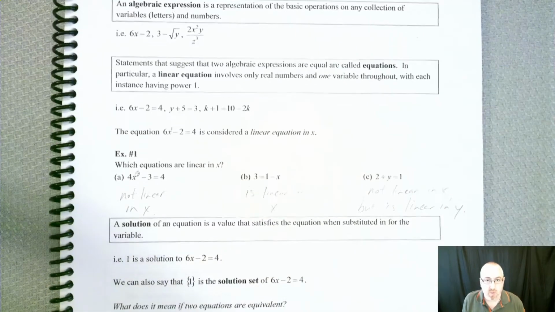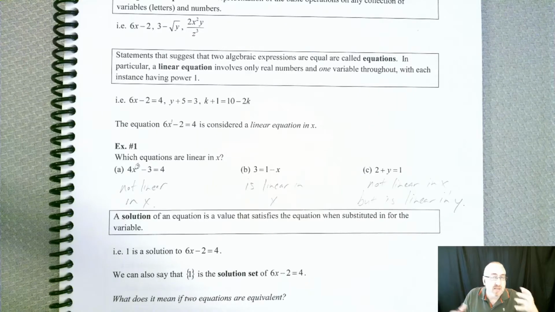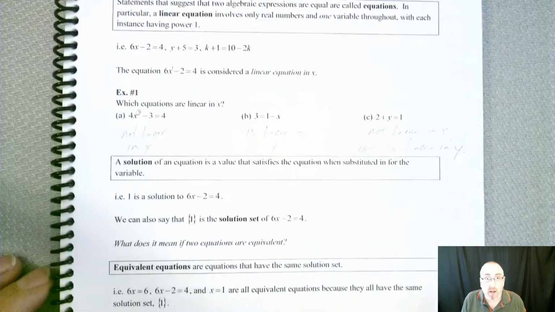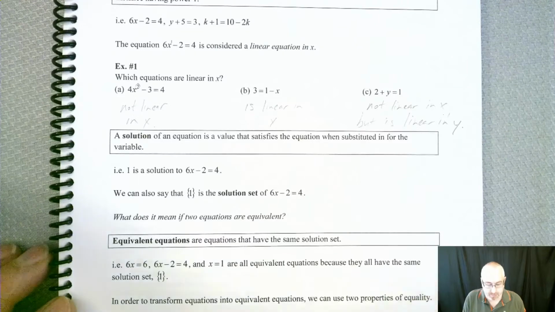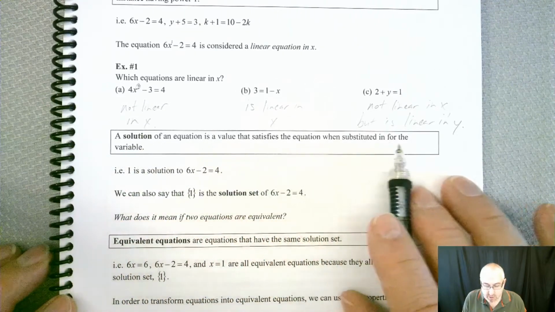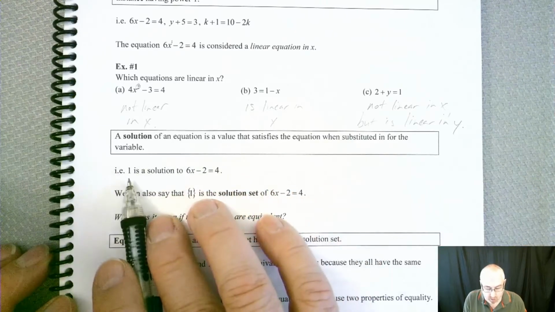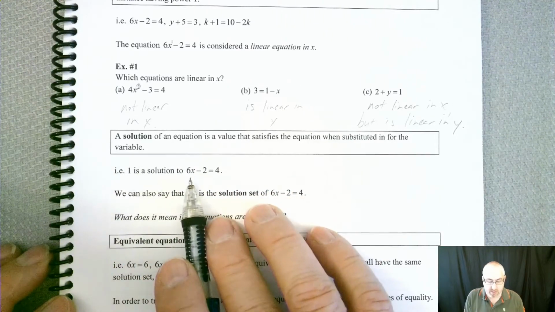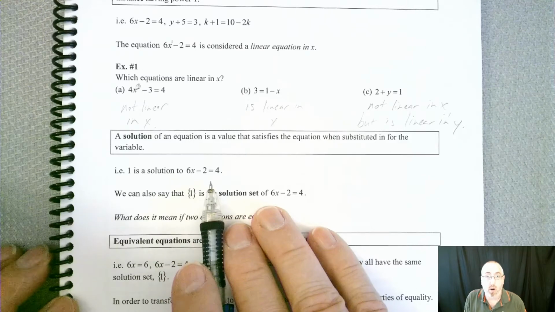All right, so let's move on to the next part of this. We have a sense of what equations look like, but now what do we do with them? Well, we're going to want to solve them. We want to know what makes those equations true. So that gets into the solution. A solution of an equation is a value that satisfies the equation when substituted in for the variable. So 1 is a solution to 6x minus 2 equals 4.